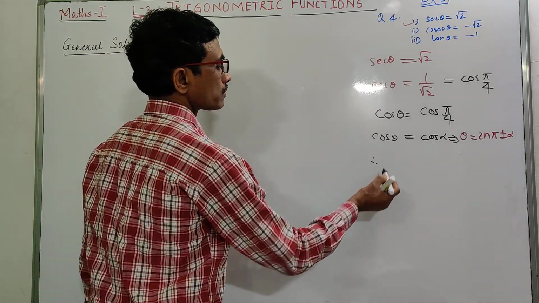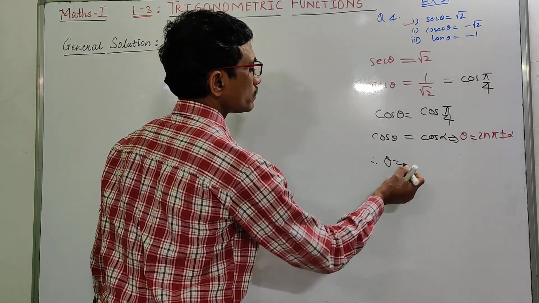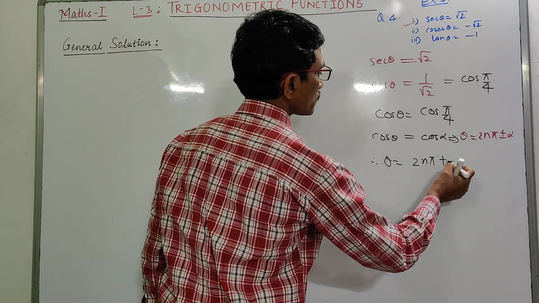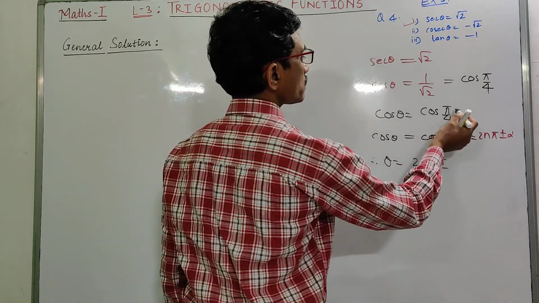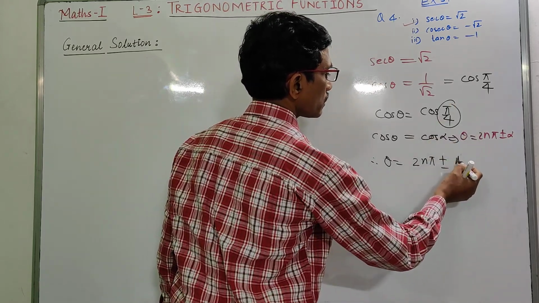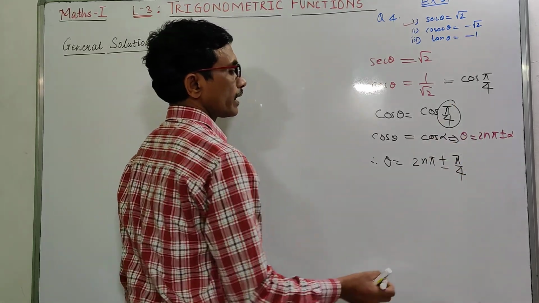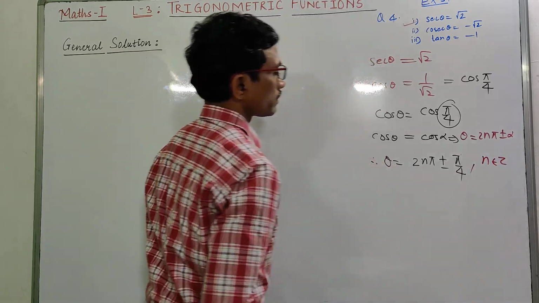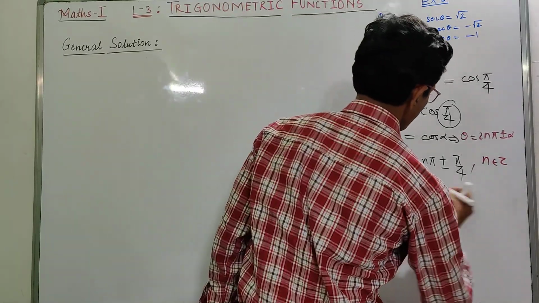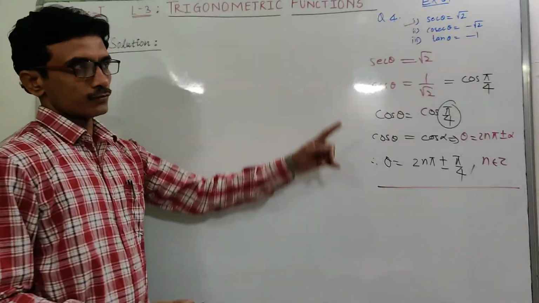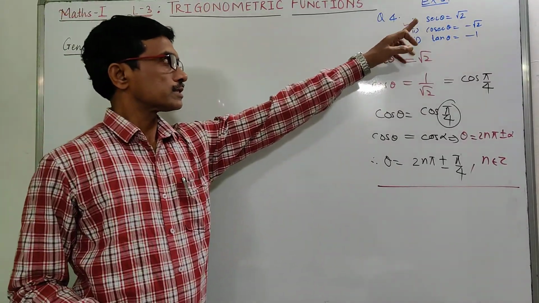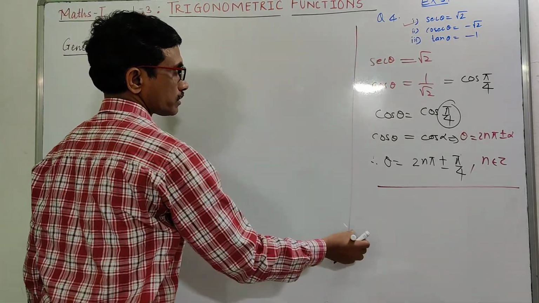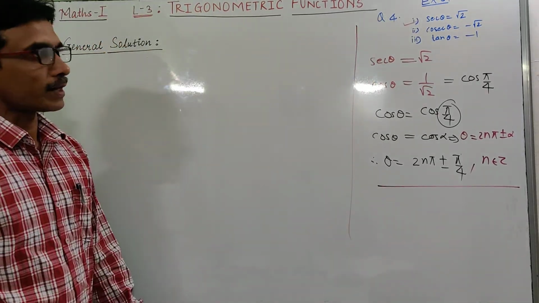Therefore the solution will be theta is equal to 2n pi plus minus alpha. Alpha is pi by 4, where n belongs to Z. So this is the general solution of the first question, sec theta is equal to root 2. Now the next question is cosec theta is equal to minus root 2.